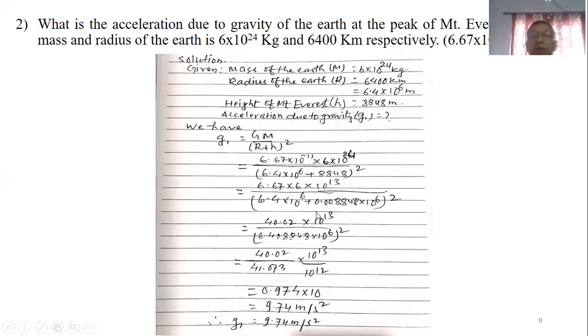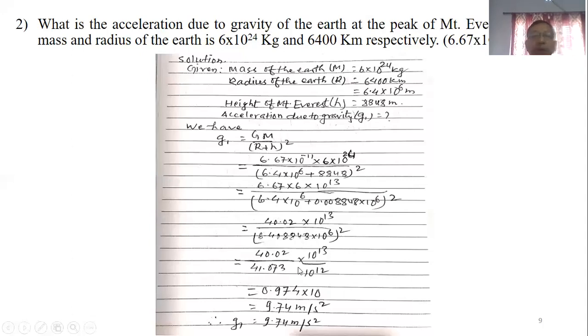Here the value of height of Mount Everest, 8,848 meter, is converted into kilometer, where we can add this height, radius of the earth and height of Mount Everest, changing into the same powers of 10. That becomes 40.02 into 10 to the power 13 over 6.40848 into 10 to the power 6 whole square.